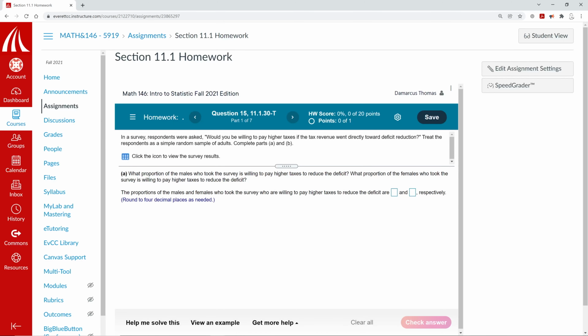In a survey, respondents were asked, would you be willing to pay higher taxes if the tax revenue went directly toward deficit reduction?